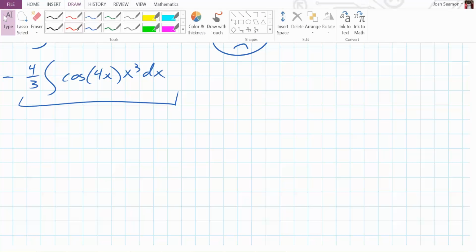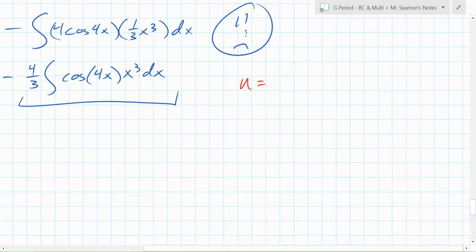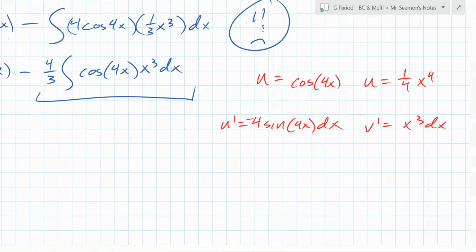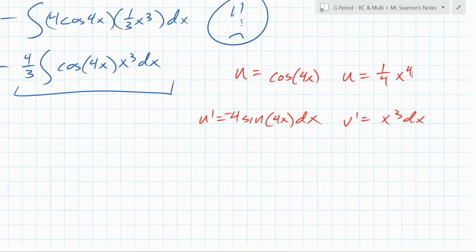If we were to do integration by parts on this one, what's our u going to be? What's our v prime going to be? Let's do the same thing. What did we say u was? What's u going to be in this case? Cosine of 4x. So what's u prime going to be? Negative 4 sine of what? dx. So that's going to make v prime what? dx. So what's v going to be? Fourth. Okay, so if we put this together, what do we get?